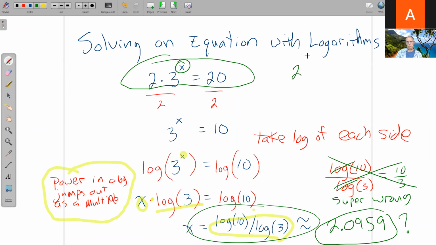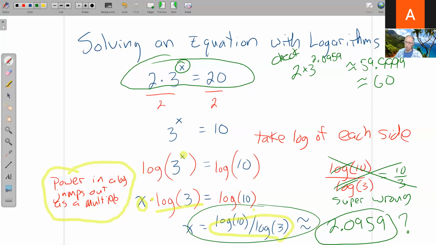So 2 times 3, so this is my check, to the power 2.0959 is about 59.9999. That's pretty darn close to 60.